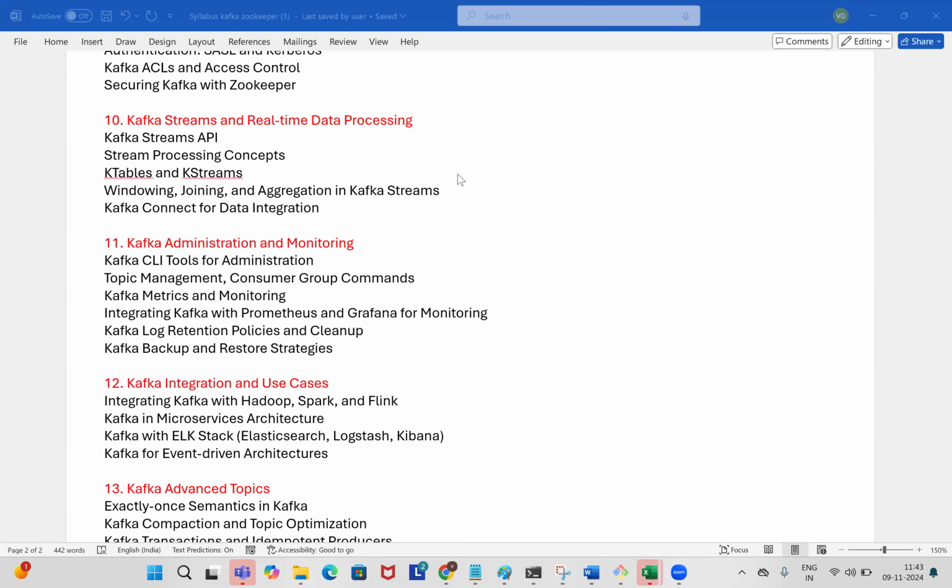And again, what are partitions? And again, what are replication factors? Why do we need all these scenarios? What are the use cases? What exactly is this Kafka Zookeeper?